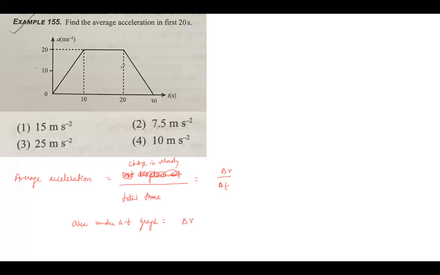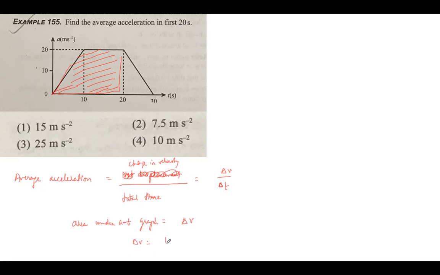अब 20 सेकेंड तक के लिए निकालना है. हाँ, फर्स्ट वन इज करेक्ट. सो 20 सेकेंड तक के लिए एवरेज एक्सेलरेशन निकालना है. तो ये डेल्टा वी इससे निकल जाएगा, इसका एरिया निकालेंगे. सो एरिया अंडर एटी ग्राफ विल गिव यू डेल्टा वी for t is equal to 20 सेकेंड. तो एरिया कितना हो जाएगा?